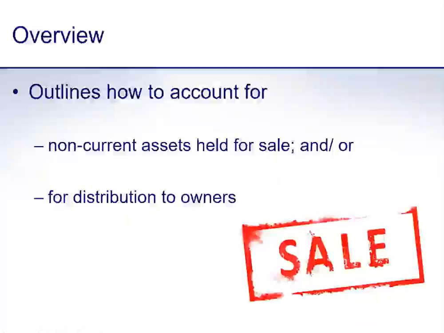Basically, just to talk through what IFRS 5 entails and the whole rationale behind why the standard exists. IFRS 5 outlines how to account for non-current assets that are held for sale, or where we've decided that we will distribute non-current assets to the owners of the organization. The accounting that relates to these sorts of transactions is dealt with in terms of this particular standard.